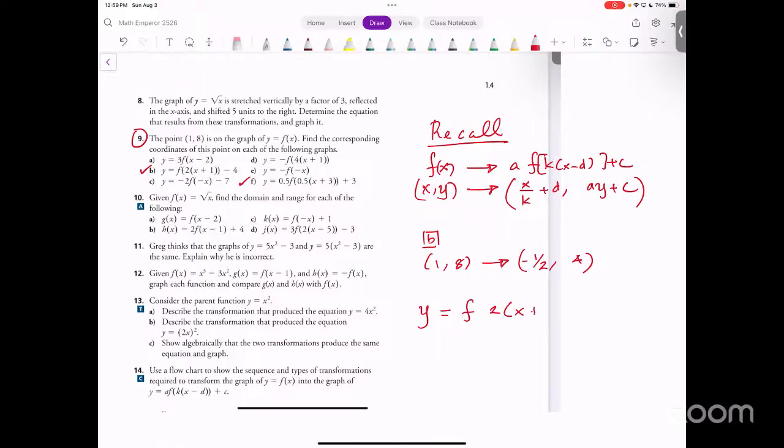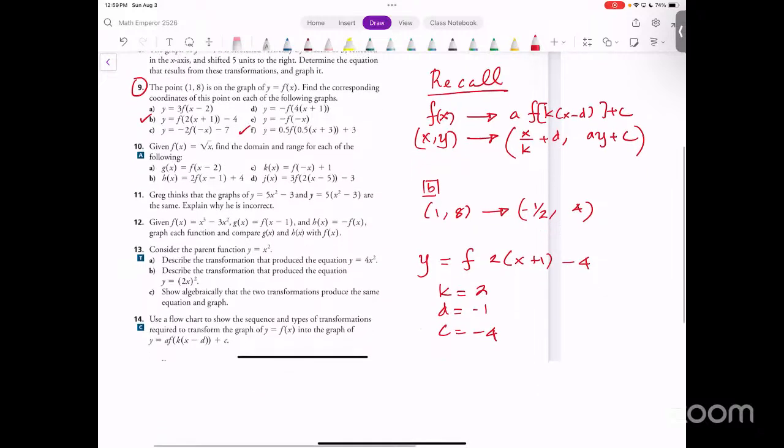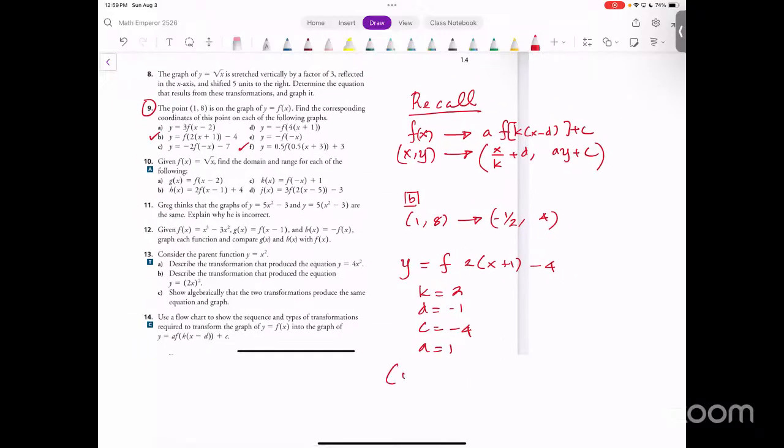f(2x + 1) - 4. So k is equal to 2, d is equal to -1, and c is equal to -4. So let me plug it in, and a is equal to 1. So if I plug it in, 1/8 will go through x over k. 1/k is 1/2, minus d, minus 1, comma a y. Just a is going to be just 1 times y, 8, plus c. c is -4. So that is going to be -1/2, comma 4. Yeah, you got it right.